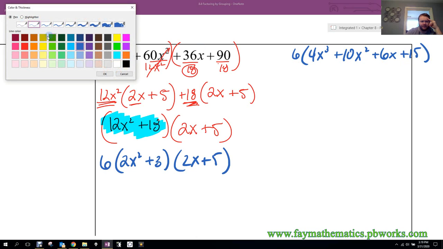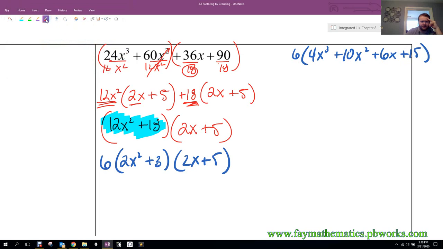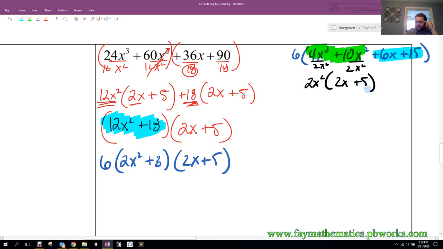And now, I just think it becomes a little bit easier if we look at those two and those two. Think about the green ones. What do they both have in common? They obviously have an x squared. They have a 2x squared. Divide that by 2x squared, it leaves you with 2x. Divide that by 2x squared, it leaves you with 5. And if you look at the blue ones, they both have a 3 in them. So divide that by a 3 gives you 2x. Divide that by 3 gives you 5. Okay? So now the stuff in the parentheses, 2x plus 5, is a factor. The stuff on the outside is a factor.